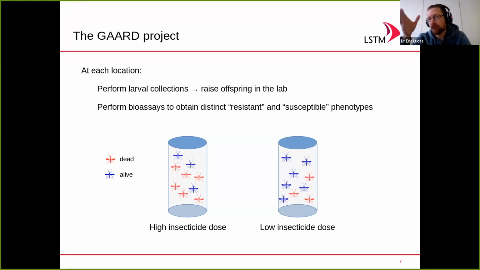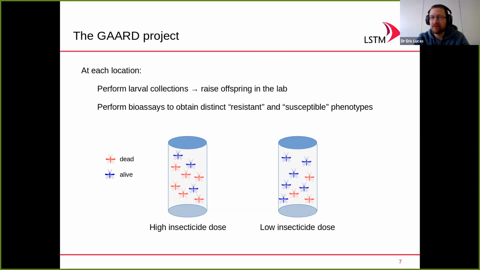What we did in order, so the problem with this is that you can get quite a strong overlap. There's a lot of randomness involved in whether a mosquito will be killed, and so you can end up with your so-called resistant pool being some resistant and a bit of everything else, and your susceptible pool being some susceptible and a bit of everything else.